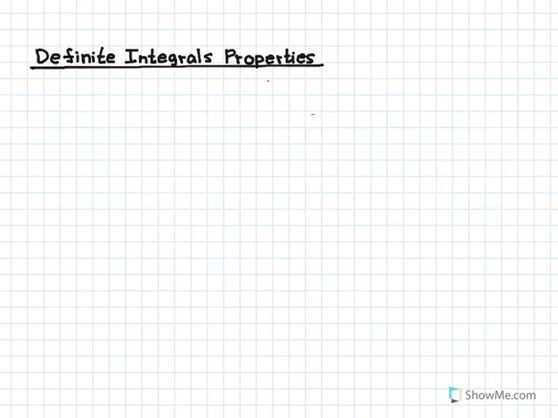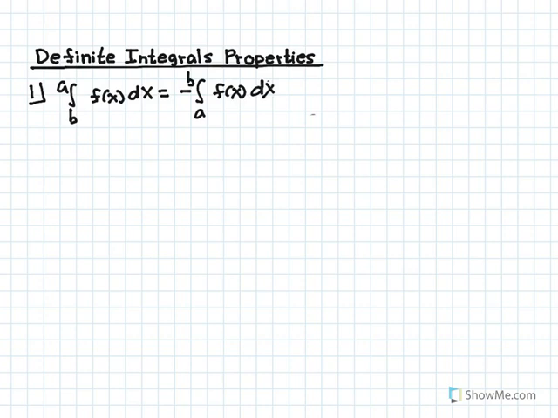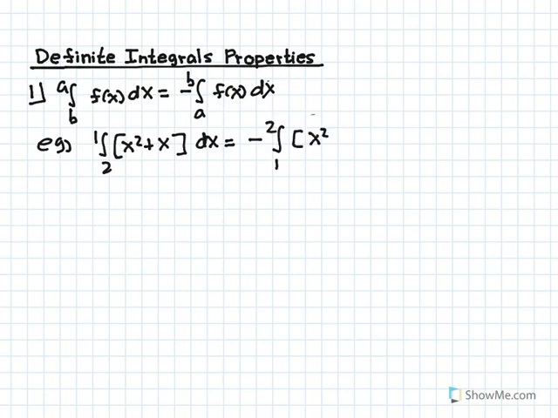Alright, let's look at some properties of definite integrals. Property 1: the integral from b to a of f of x dx is equal to minus the integral from a to b of f of x dx. So if you interchange the limits of integration, you have to put a minus sign in front. Let's look at an example. The integral from 2 to 1 of x squared plus x dx is equal to minus the integral from 1 to 2 of x squared plus x dx.